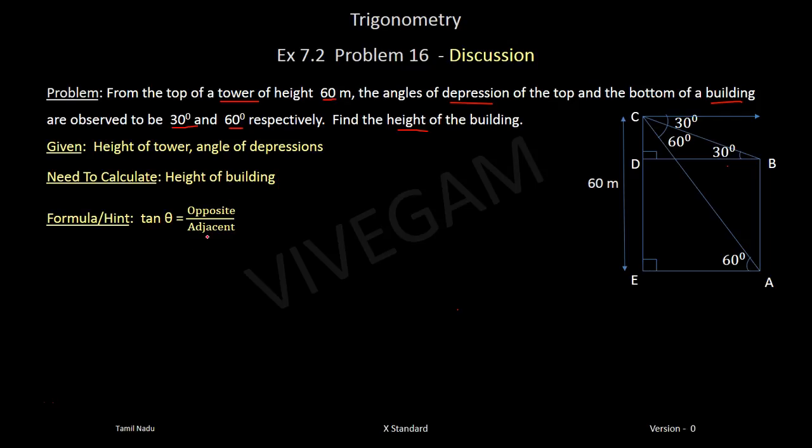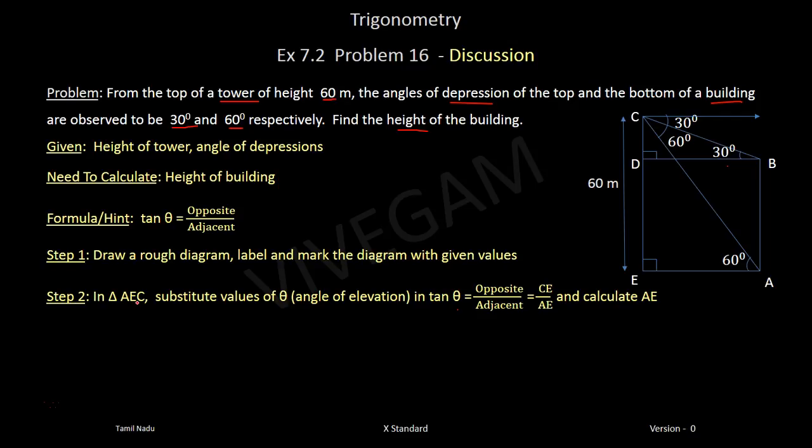As usual, tan theta is opposite by adjacent, because this is the vertical opposite. These are the two angles which are given. Angle of depression, but we have converted into angle of elevation. Now these two angles are given and we need a relationship between the vertical side and the horizontal side, and that is typically tan theta. Step 1, as usual, draw a rough diagram, label and mark the diagram with given values.